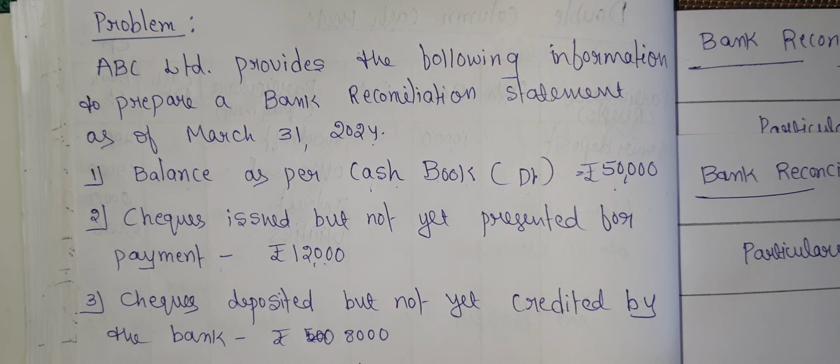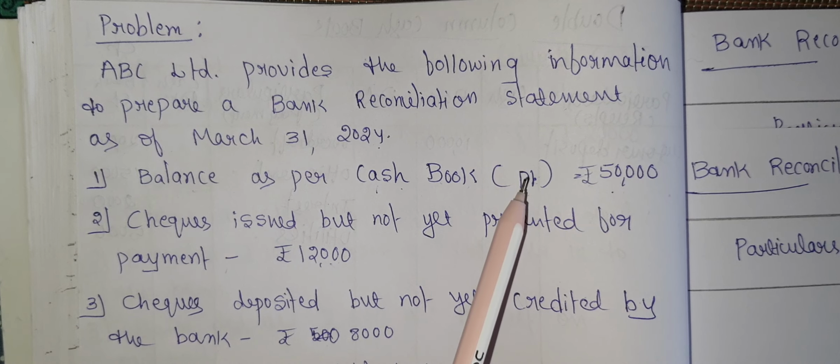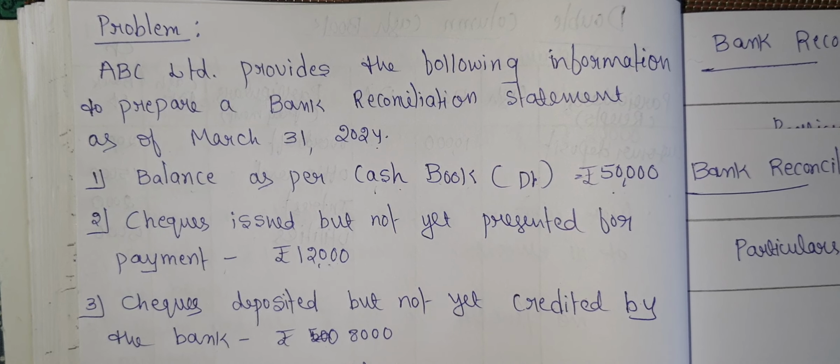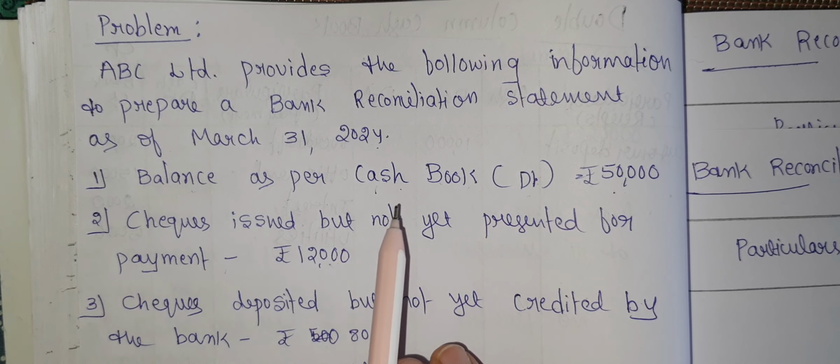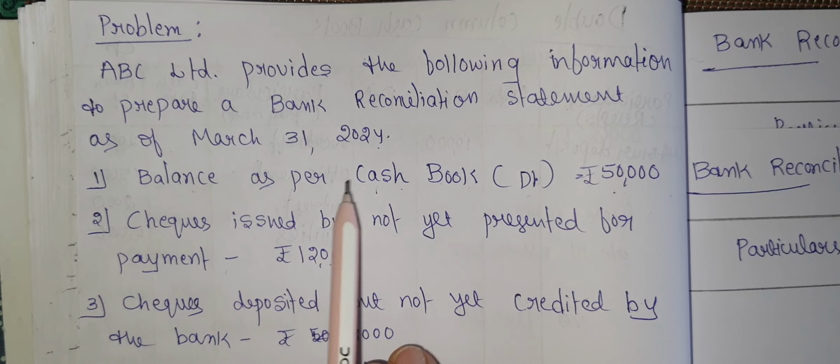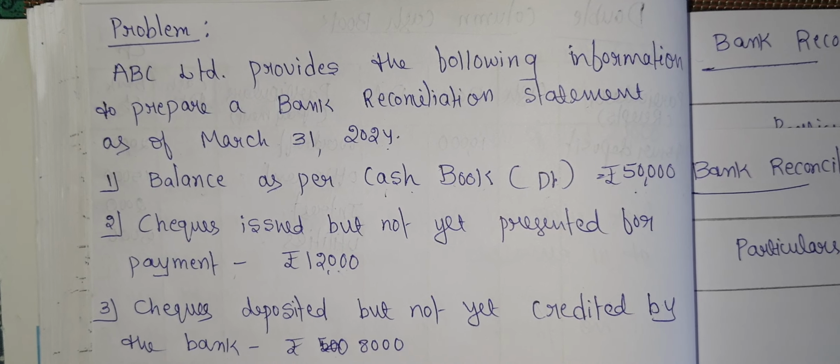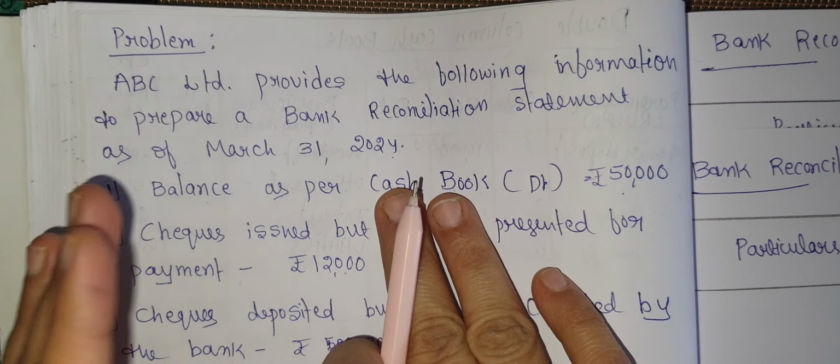Let's see the problem. ABC Limited provides the following information to prepare a bank reconciliation statement as of March 31st, 2024. Here they have given balance as per the cash book, that is debit balance rupees 50,000. Debit balance means a favorable balance. So here they have given the balance as per cash book, which means we have to find out the balance as per passbook.